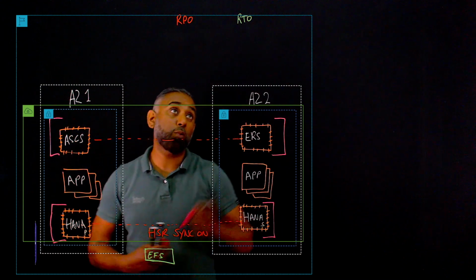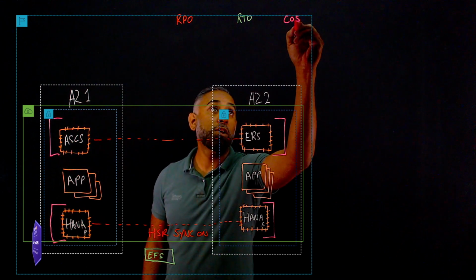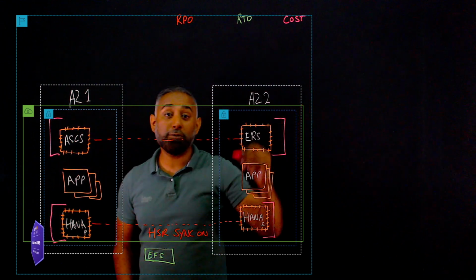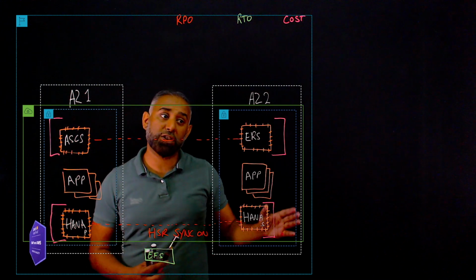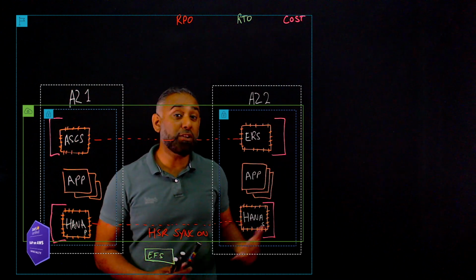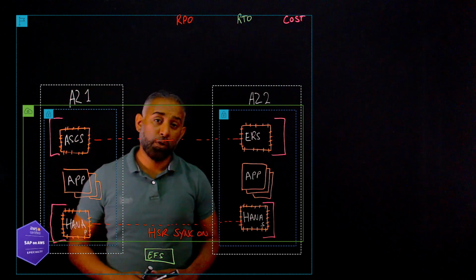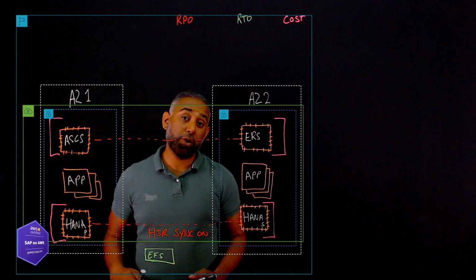And then the final one I want to just add here is around cost, okay? So RTO, RPO versus cost. So the different architecture patterns will have different RPOs, RTOs, and there'll be a different cost associated with them. So we'll look at each of these as we go forward. So the first architecture pattern we're going to look at is passive DR.